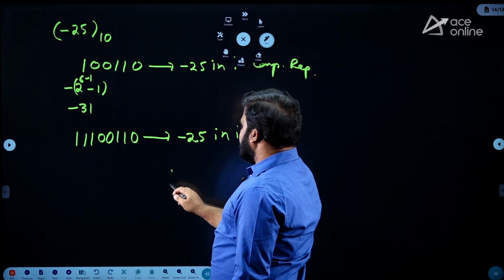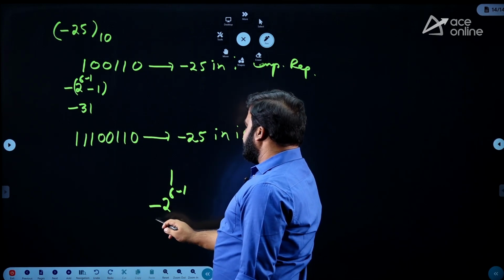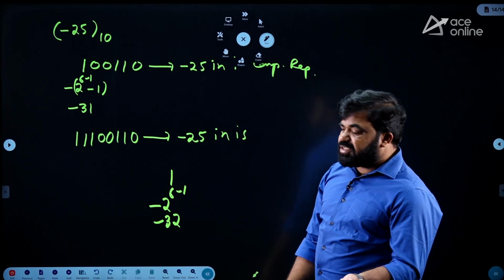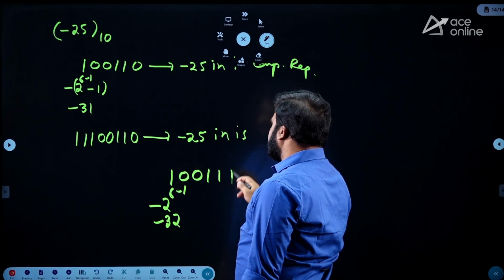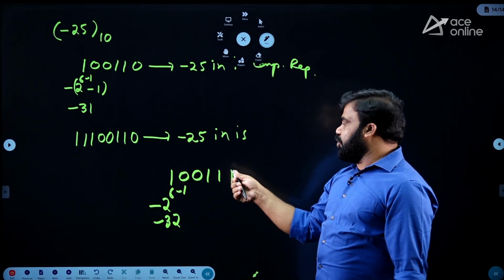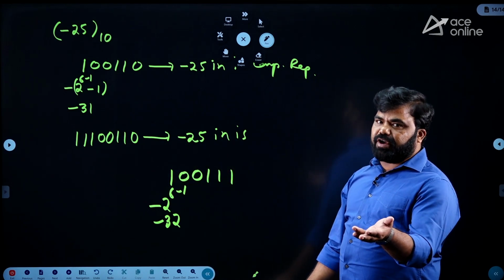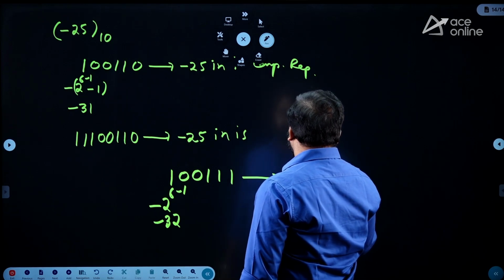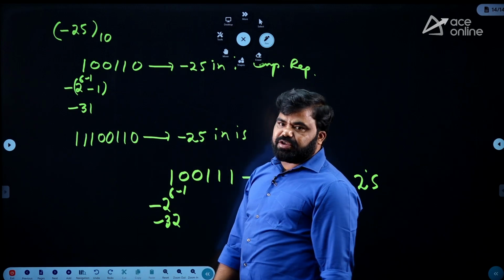MSB is 1. Then what is the weight? Minus 2 power 6 minus 1, so it is minus 32. What should be added to get minus 25? Plus 7. So 0, 0, 1, 1, 1: that gives plus 4 plus 2 plus 1, which is plus 7. Minus 32 plus 7 is minus 25. So that is minus 25 in 2's complement representation using the minimum number of bits, which is 6 bits.